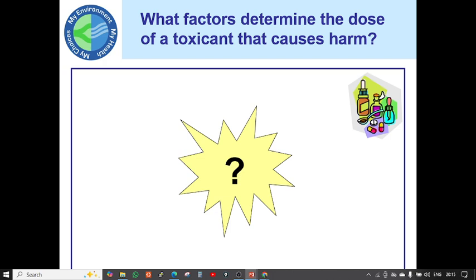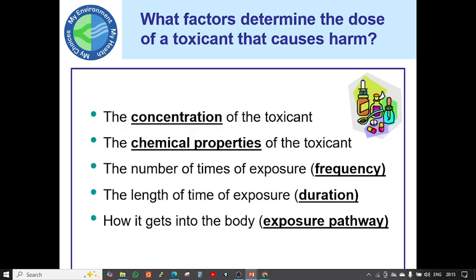Then, what factors determine whether the dose of a toxicant causes harm? Let's see what the factors are. These are the 4 or 5 parameters that mainly determine whether a toxic substance or drug causes you harm or not. First is the concentration of toxicant, how many ml per body weight, which I already told. Second is the chemical properties of the toxicant, whether it is heavily toxic or very dilute.